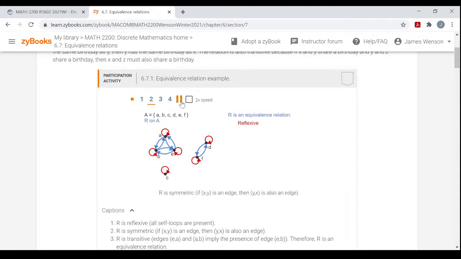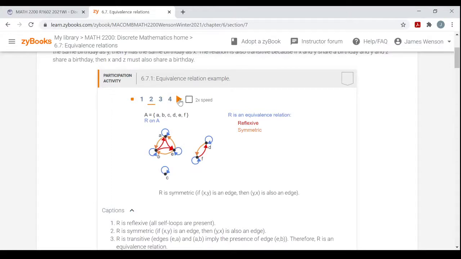It is symmetric, because every time you see an arrow going in one direction between two elements, you see the arrow going in the opposite direction as well. So A to B, B to A, A to E, E to A, B to E, E to B, F to D, D to F. Every time you see an arrow going between two different elements, you're seeing the arrow going in the opposite direction, for every pair of elements.